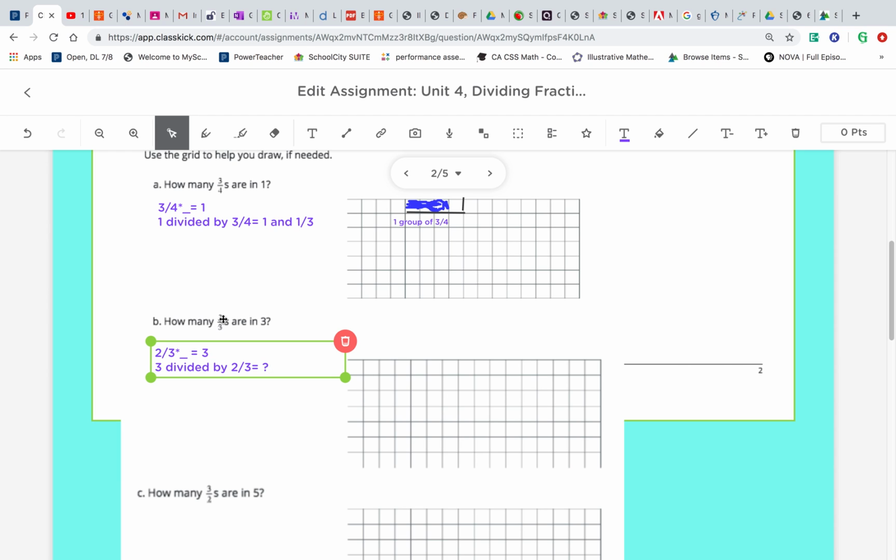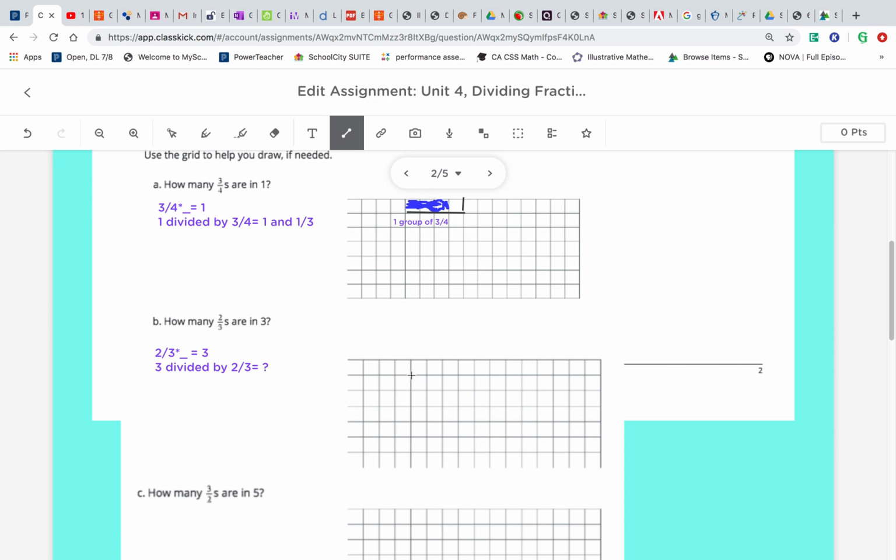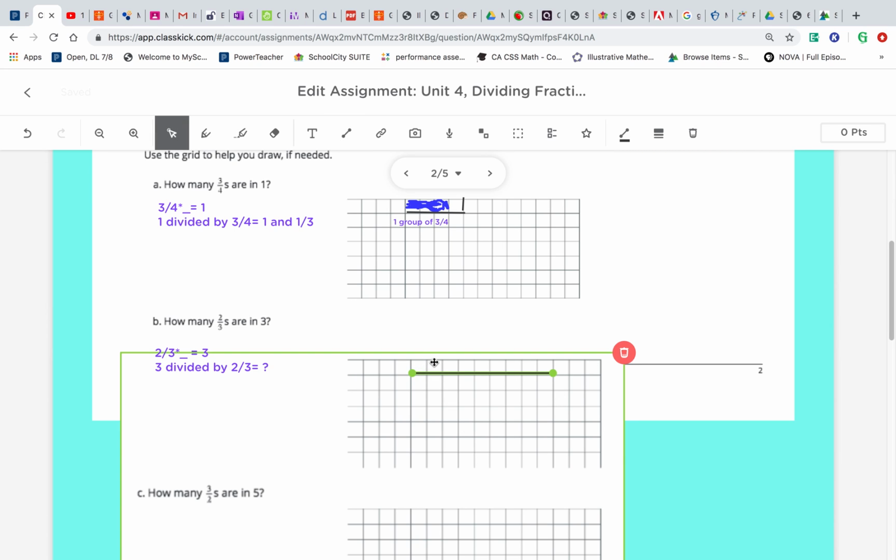Well, if they talk about 2/3, then these pieces are all going to have 3 parts each. So 3 groups of 3 is what we need. So if I just start here again, that's one group of 3, right? 1, 2, 3. 2 groups of 3. 3 groups of 3, right? So 3 groups of 3 should be 9 spots, right? So 1, 2, 3, 4, 5, 6, 7, 8, 9 spots. Okay, so that's how many spots we're going to work with, and this represents 3.